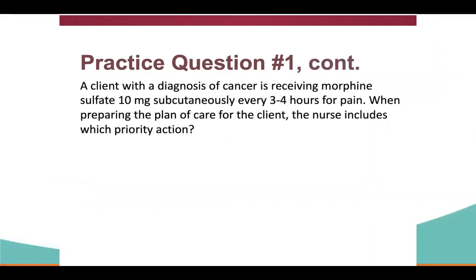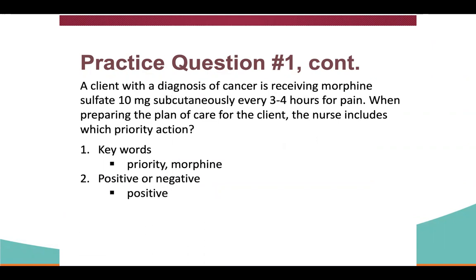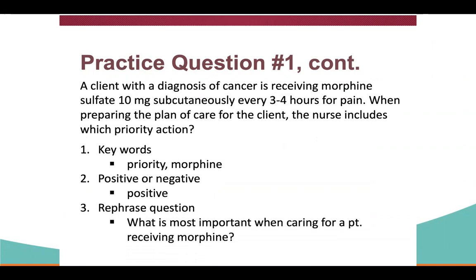Applying the 4 essential steps of answering a test question, we know the key words are priority and morphine. It's a positive style question. And we can rephrase the question with, what is most important when caring for a patient receiving morphine? The strategic word priority tells us to use the ABCs, if applicable to the situation, to guide us to the correct answer.